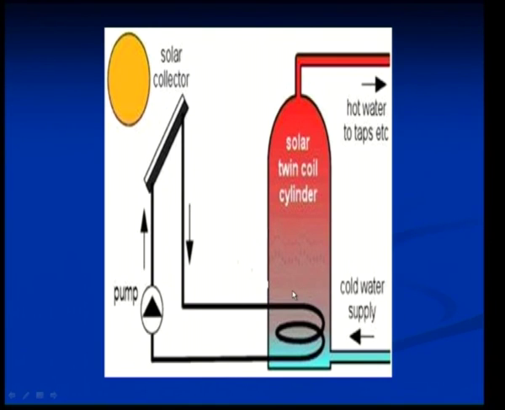In the reservoir, another circuit is maintained for the flow of cold water which is supplied through this place, and because the heating is taking place through this coil, this cold water is getting heated up and then it moves on to our various utilizations through the taps. So this is a basic working principle of a solar water heating system.